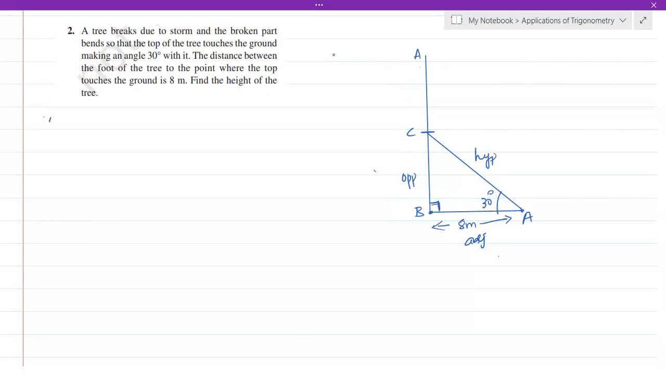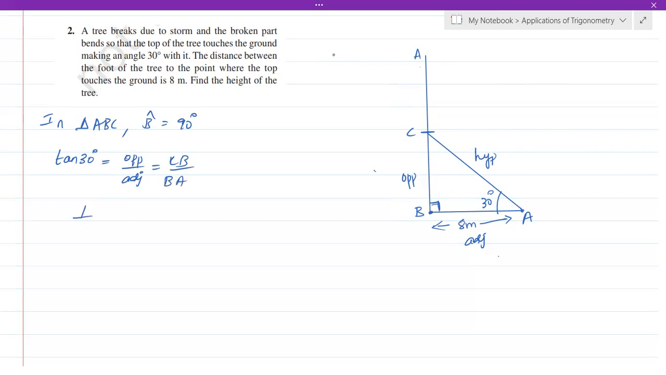In triangle ABC, again B is 90 degree. We will be using here theta is 30 degree. First, let's use tan theta, that is tan 30 degree. Tan 30 is opposite by adjacent. Opposite by adjacent is the tan. What is opposite here? CB is the opposite and adjacent is BA or AB.